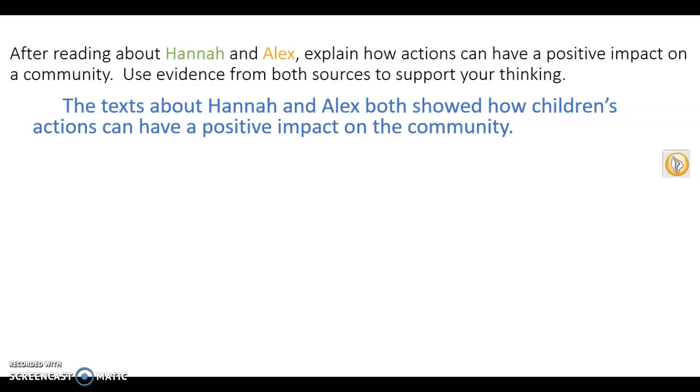In order to answer my question, I need to talk about how Hannah's actions had a positive impact on the community, as well as how Alex's actions had a positive impact on the community. You need to use evidence from both sources, so it's important that I use evidence from both Hannah and Alex. You'll notice in the essay that I highlighted Hannah's name in green and Alex's name in orange, because that will help you to see and make sure that you are pulling information from both sources.